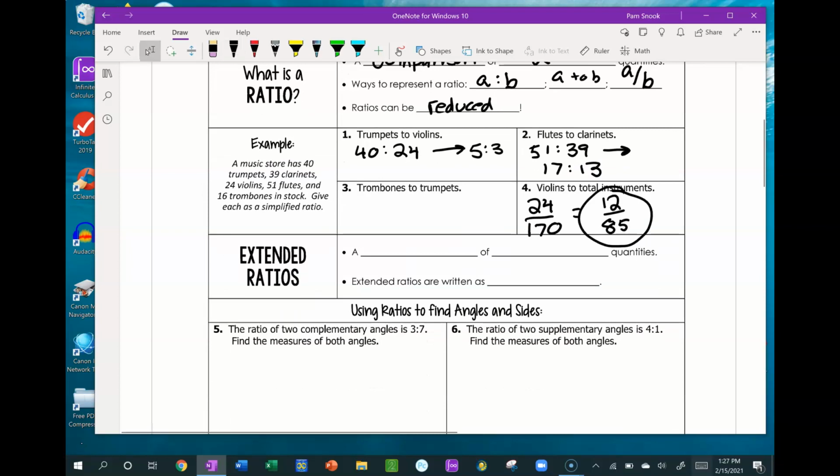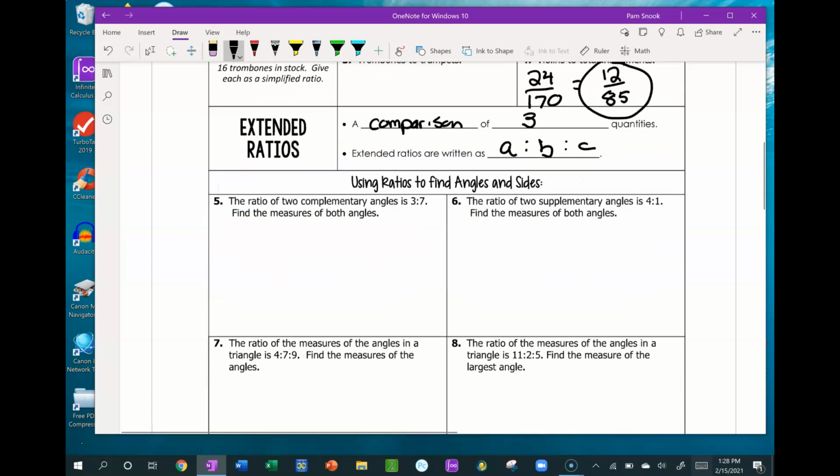So now an extended ratio. This time that's also a comparison, but it's got 3 quantities, and they're written like this: A is to B is to C. So just that one format using the colons.